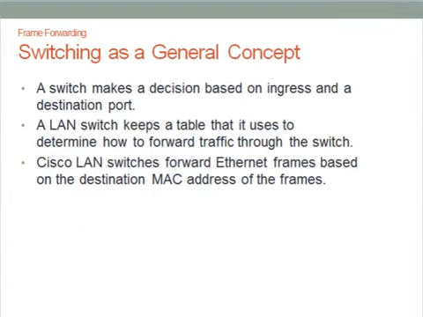The switch works in the following way. It makes a decision on how to transfer the message from the source port to the destination port. The LAN switch keeps a table that allows it to decide how to forward the traffic through the switch, and the Cisco LAN switches will forward the Ethernet frames based on the destination MAC address of the frames.